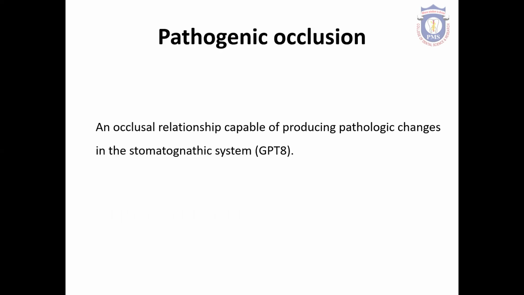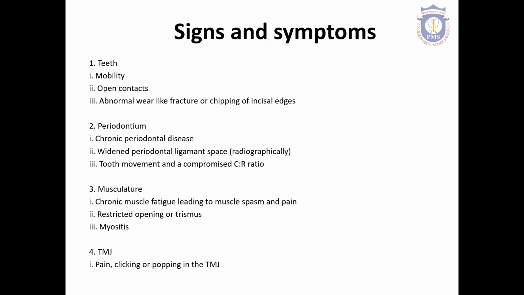Pathogenic occlusion: an occlusal relationship capable of producing pathologic changes in the stomatognathic system is called pathogenic occlusion. Signs and symptoms: tooth mobility is present, open contacts, abnormal wear like fracture, chipping of incisal edges, occlusal wear facets will be present. Periodontium: chronic periodontal disease will be present. Widened periodontal ligament space is radiographically seen. Tooth movement and compromised crown to root ratio.